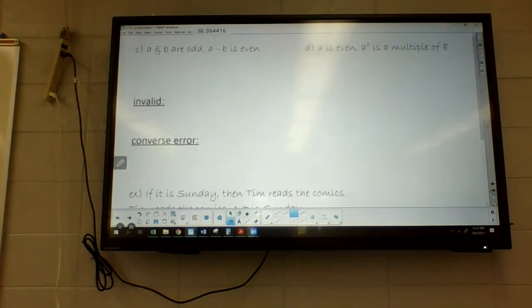All right, let's look at this next one here. A and B are odd, and A minus B is even. So A and B are odd, A minus B is even.